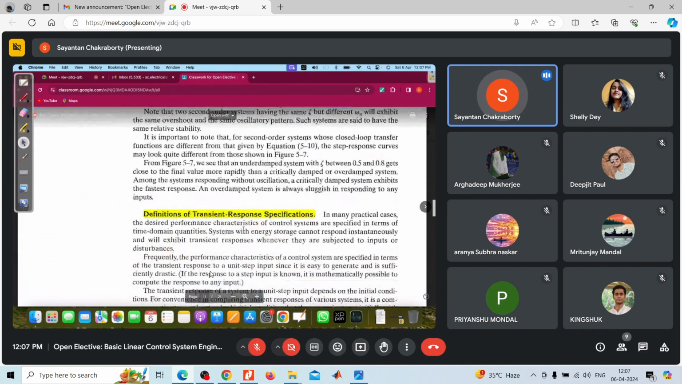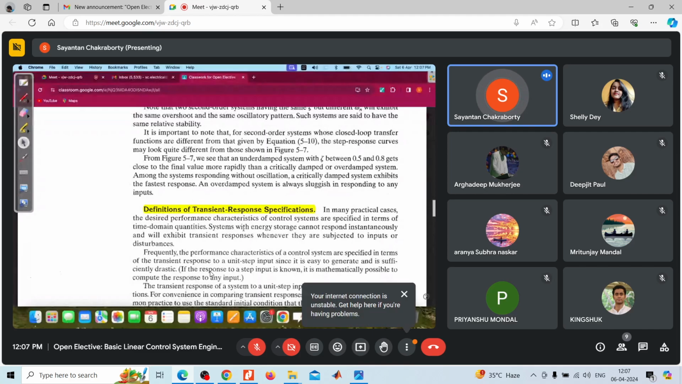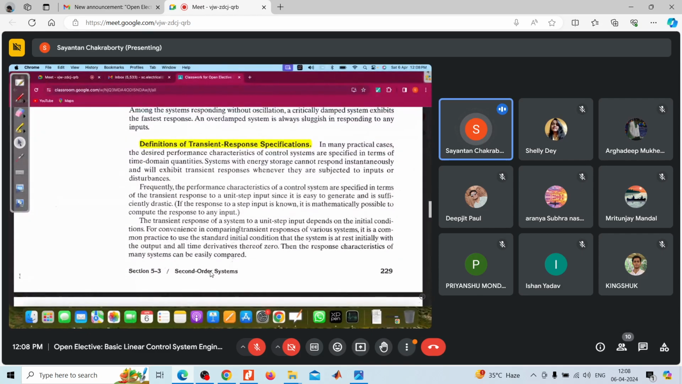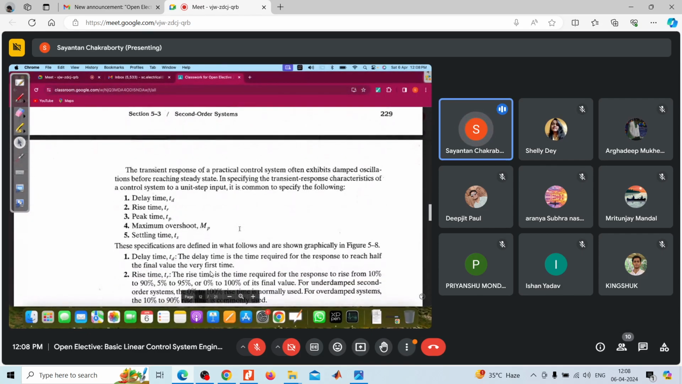Now, with the different scenarios of zeta values, we have to identify the different features of the responses corresponding to them. For that, we have to go for the transient response specifications. In this regard, we concentrated on the following performance indices: delay time, rise time, peak time, maximum overshoot, and settling time. The key question we try to answer is, given a change in input, how quickly does the system react to the change in input? Number one, that is given by delay time and rise time.